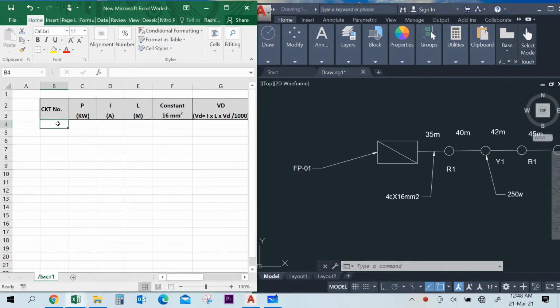FP01. So I should mention here the feeder pillar, we should give the naming of the circuit and pole. FP01, R1, then next one FP01, this Y1, and FP01, B1, yeah, and so on. Copy and drag it down till B3, yeah.